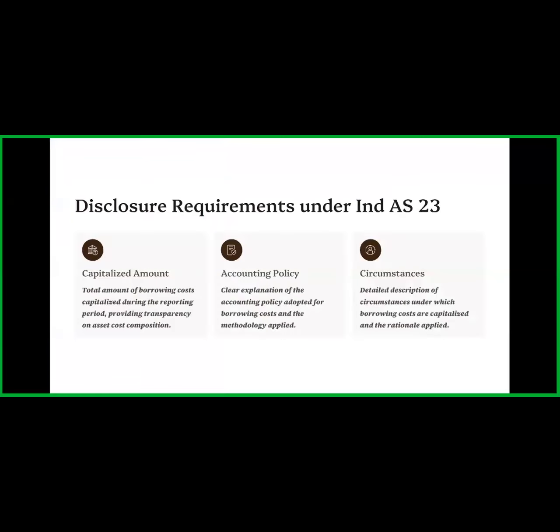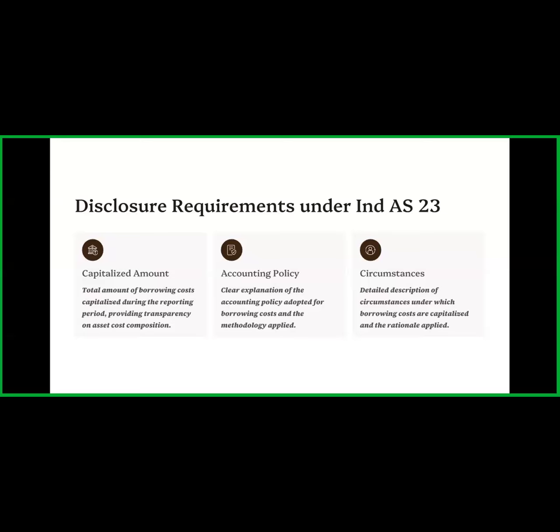So here are some requirements given under Indian Accounting Standard 23, on how companies make disclosures. These are mandated by Indian Accounting Standard 23, and this disclosure must be there in the financial statements. So what are these disclosures? The first is the capitalized amount. That is the total amount of borrowing cost capitalized during the reporting period, providing transparency on asset cost composition.